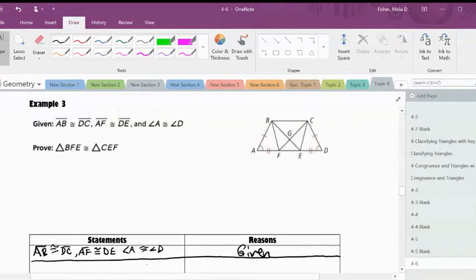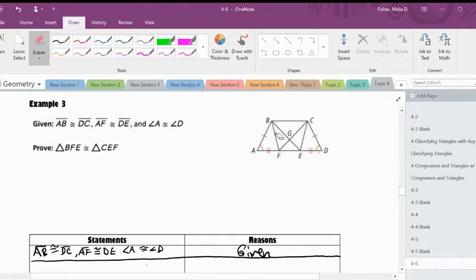Let's go back up to our picture. We want to prove that triangle BFE, which is this triangle right here, is congruent to triangle CEF, which is this triangle right here. So that's our end goal. I just wanted to highlight that so we know where we're heading. Looking at this information, we can state that this triangle is congruent to this triangle by side angle side. So that's our next piece.